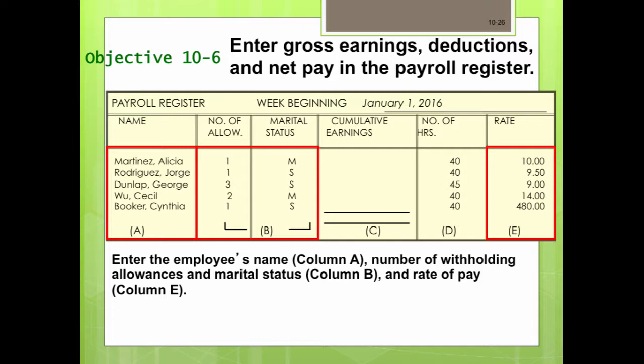So in this case, we have several employees here. We have their name, their number of allowances. As you can see, it varies depending on the W-4 form that they complete. Alicia has 1 withholding versus George has 3. We also record their marital status. Are they married? Are they single? And also the number of hours that they worked. Notice that some of them worked 40, some of them worked overtime, and the rate of pay. Let's go on.